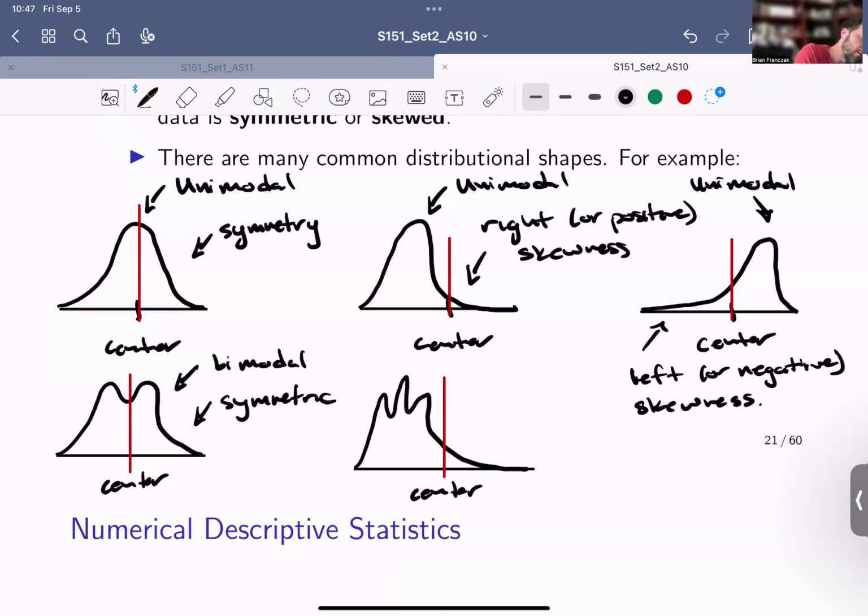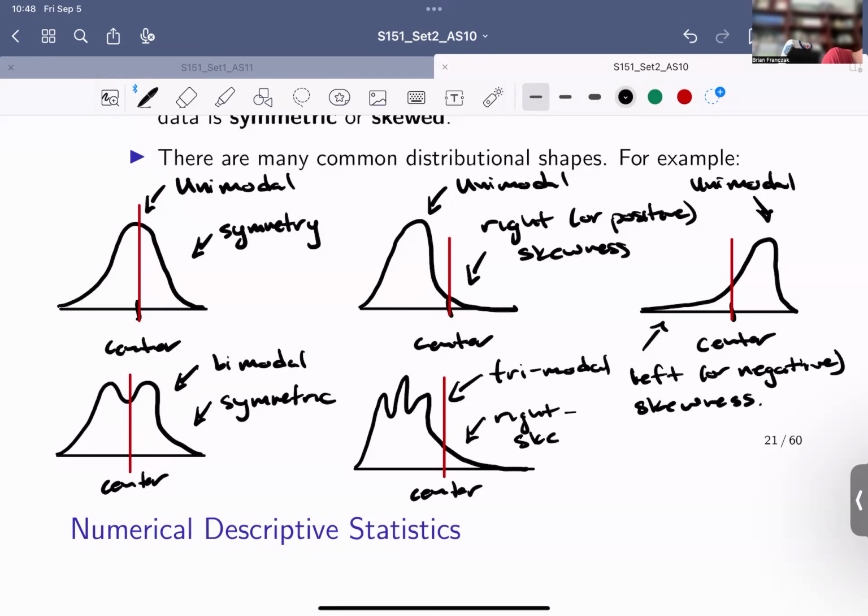Okay. What would we say about this object? We would say that this is trimodal and right or positive skewed. Okay.